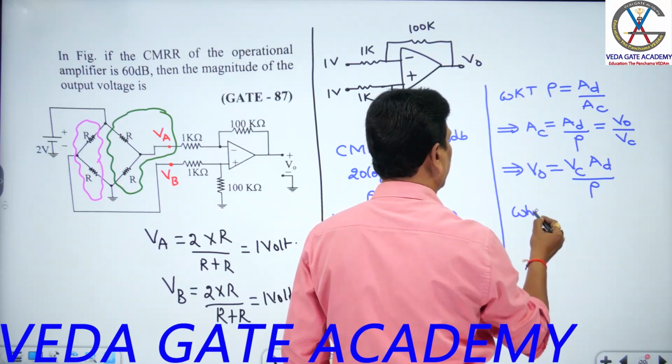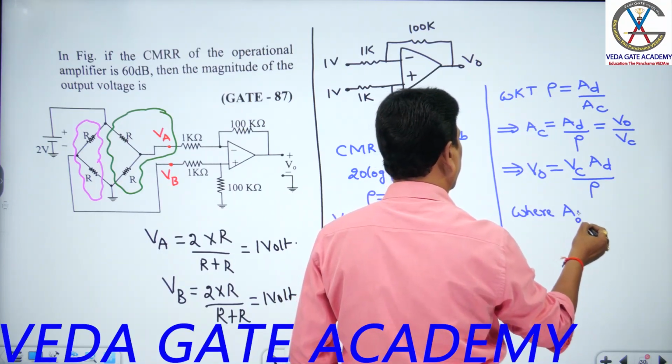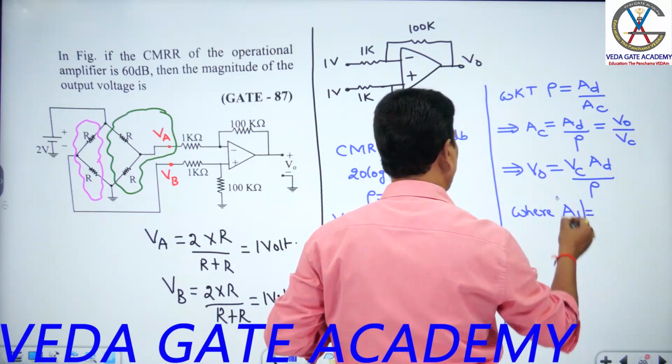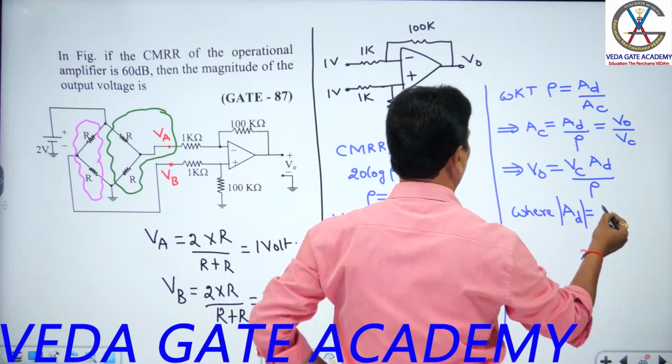Where AD is the differential gain, sir. So what is that gain factor, you know? Magnitude of that one, sir. Modulus of AD, now I can go. That equal to RF by R1, students.